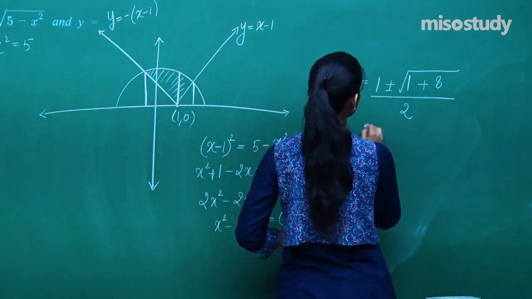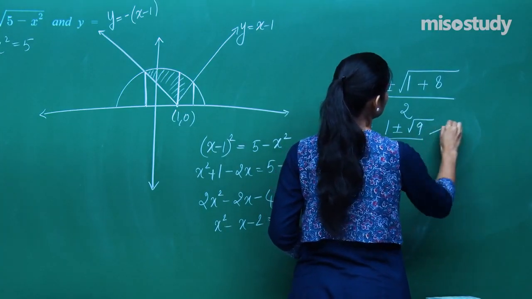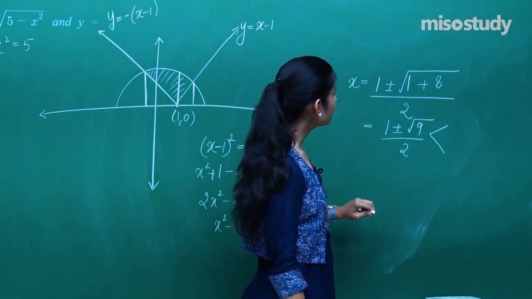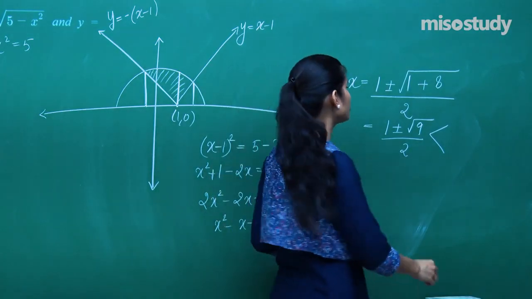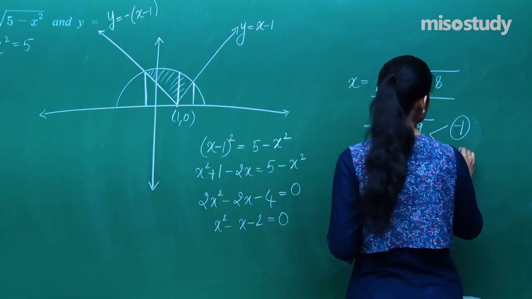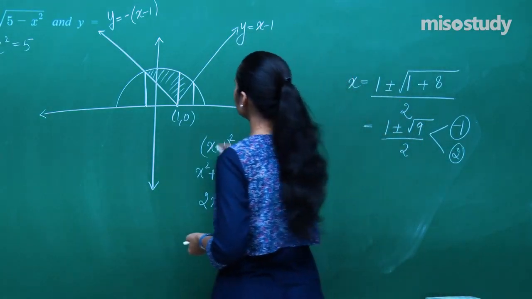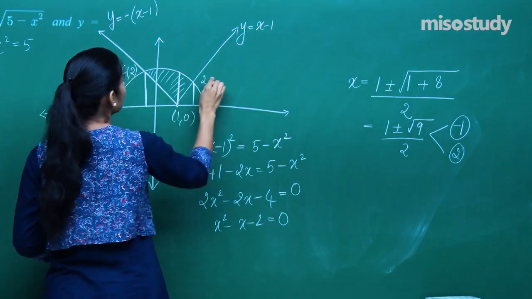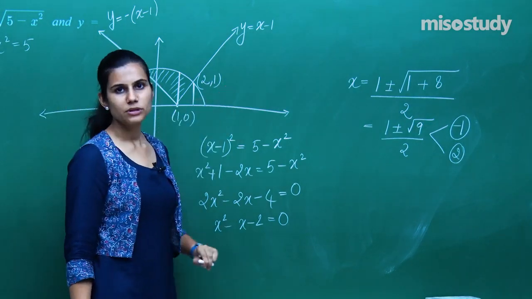So this eventually gives you what? This is 1 plus minus root 9 upon 2, which is 1 plus 3, that is 4 upon 2, that is 2, and 1 minus 3 upon 2, that is minus 2 upon 2, that is minus 1. So this is coming out to be 2 and minus 1. This is minus 1 comma 2 and this is 2 comma 1. Why? Because when you put x equals 2, you get y equals 1.